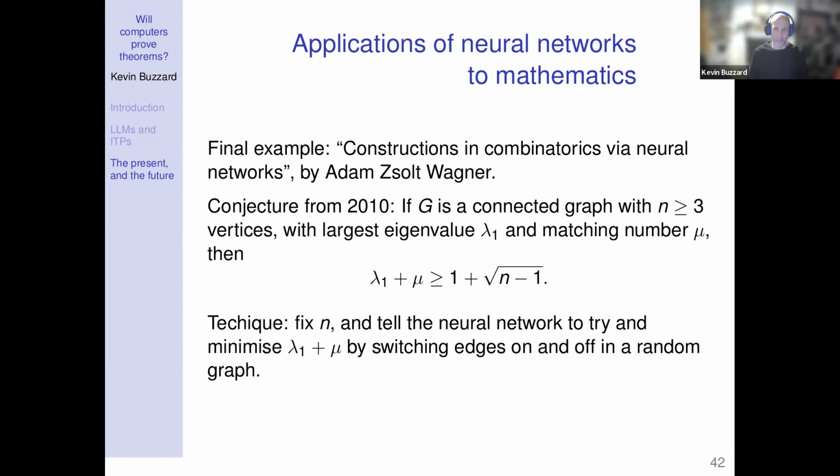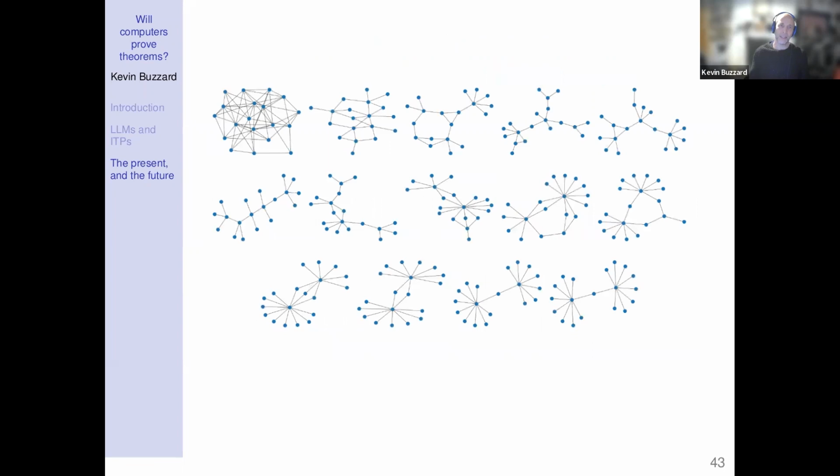And we tell the neural network to just do experiments, switching on edges and switching off edges, and try to lower the left-hand side, lambda 1 plus mu. You see, once we fixed n, the right-hand side is fixed. So if we want to find a counterexample to this conjecture, we need to minimize lambda 1 plus mu. So you tell the neural network to do this, and this is what it does.